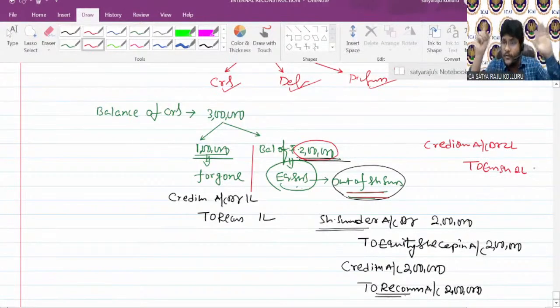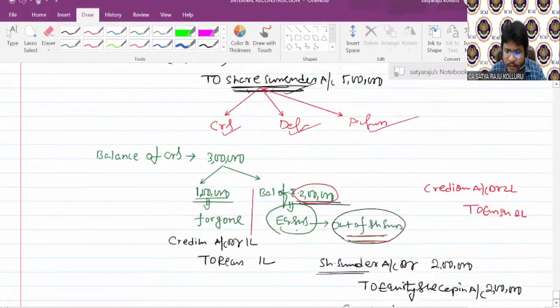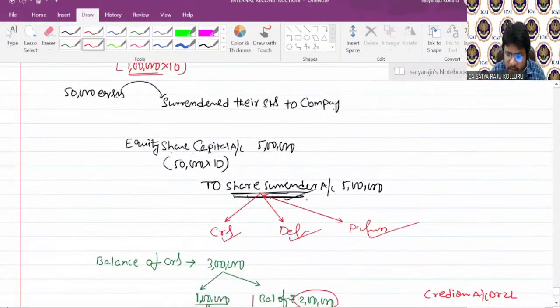If at all there is no share surrender account, now all of you concentrate. You can treat share surrender as the reconstruction account. Just for the time being, I am telling you to assume the share surrender account as a reconstruction account, because whenever shares are surrendered by the shareholders to the company, which is a profit to the company, equity share capital account debit to share surrender account means equity share capital account debit to reconstruction account only.